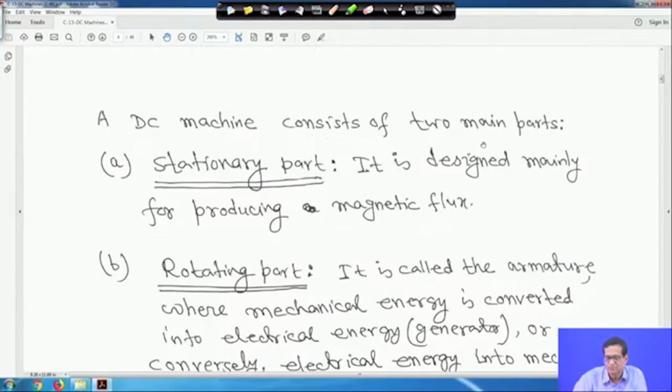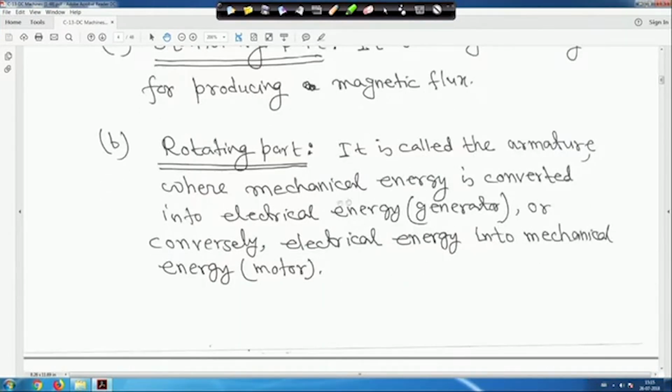A DC machine consists of 2 main parts: the stationary part, which is designed mainly for producing magnetic flux, and the rotating part, called the armature, where mechanical energy is converted into electrical energy for a generator, or conversely electrical energy into mechanical energy for a motor. This thing you should keep in your mind.